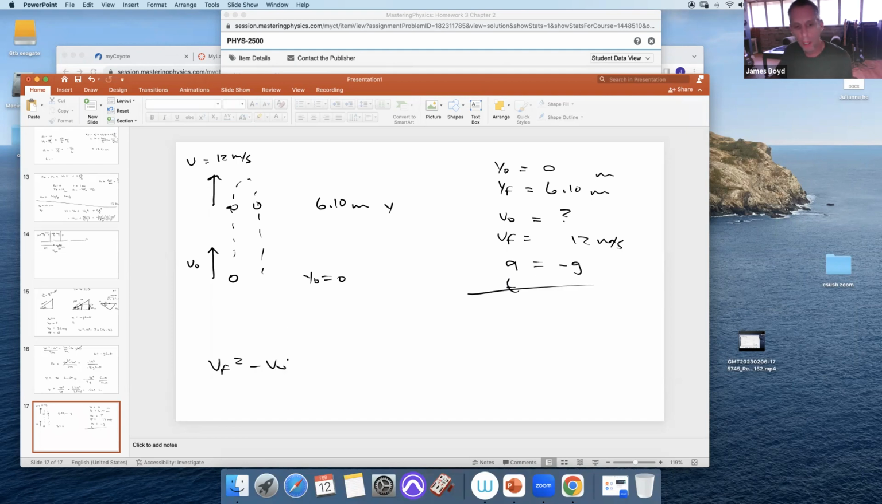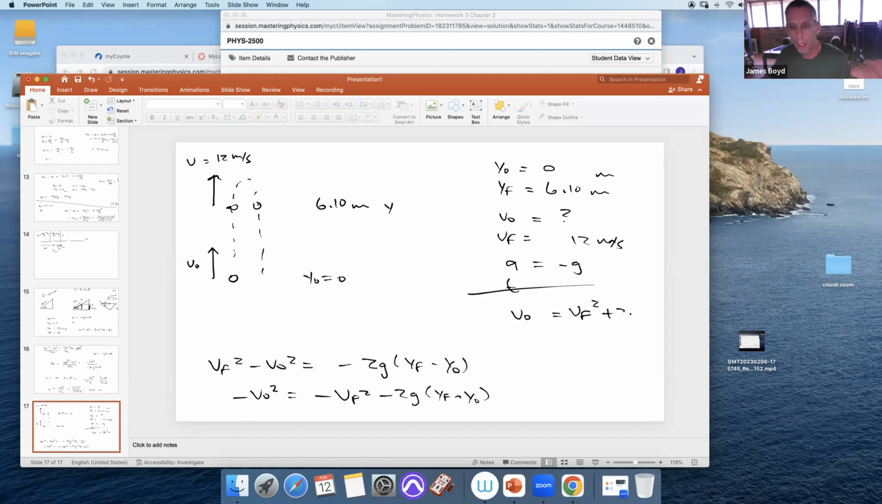So v final squared minus v initial squared is minus 2g times y final minus y initial. And we want to find v initial. So in this case, negative v initial squared is equal to negative v final squared, subtract v final squared from both sides, minus 2g times y final minus y initial. We do know it'll be positive. All the negative signs cancel. V initial is the square root of v final squared plus 2g times y final minus y initial. We're going to take the positive root.